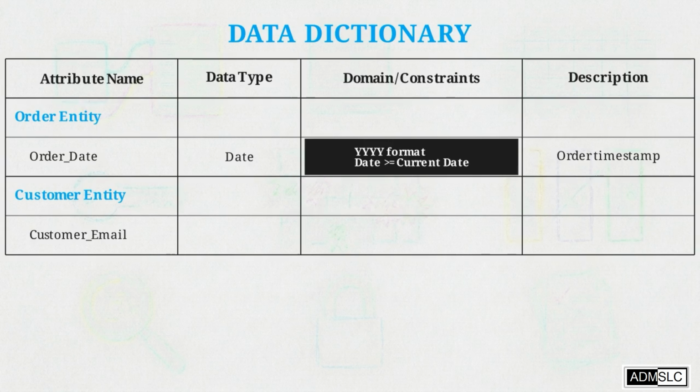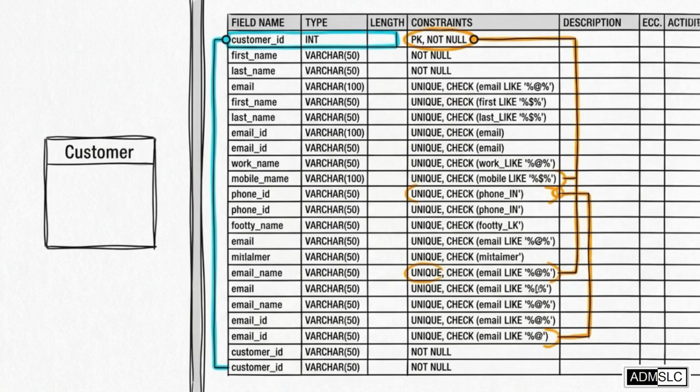Pause the video and look at this empty row for a customer email attribute. What specific entity and domain constraints are required here? To enforce data quality, this field must be marked as unique to prevent duplicate accounts, not null to ensure we actually capture a value, and it needs a domain check ensuring the string contains an @ symbol. Your conceptual diagrams cannot capture this level of detail. The data dictionary holds the unambiguous business logic required for implementation.